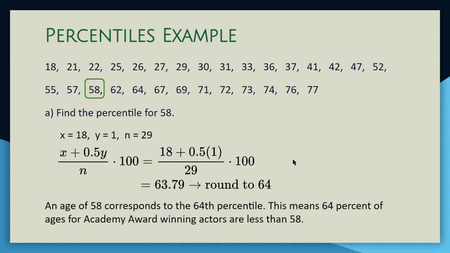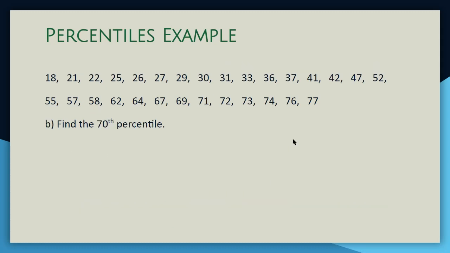Okay, let's try part B. Words are hard. Same list of data. They want us to find what age separates the lower 70% from the upper 30%. Again, our first step's done for us. They've sorted the list. The next step is to find the index. Where in this sorted list is that 70th percentile divider?